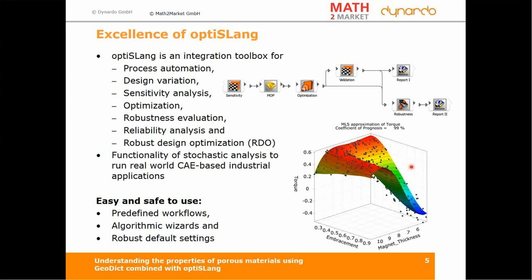And to find these good sets of parameters, we would always start with a sensitivity analysis to identify the important parameters, and then we would go on with an optimization study to identify the improvement we can make when we choose a specific set of parameters. And then we could go on with a robustness evaluation and a reliability analysis, but in this webinar we will stick to sensitivity analysis and optimization.